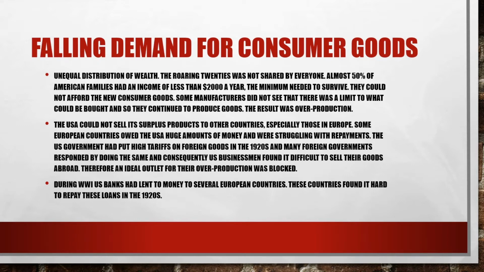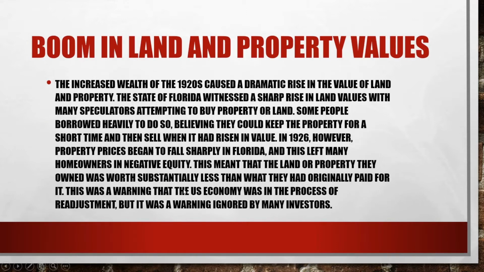Germany in particular was really struggling with its repayments, as Germany was going through a process of inflation and didn't have any money itself, so it couldn't afford to pay Britain and France back, who then couldn't afford to pay America back. Germany had also borrowed money from America, and they couldn't afford to pay that back either. The US government had put high tariffs, as we've already discussed, in the 1920s, and the foreign governments responded by doing the same. US banks had lent money to several European countries as well, and these countries found it really hard to pay back loans in the 1920s.